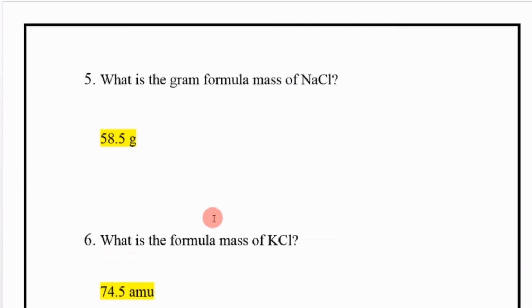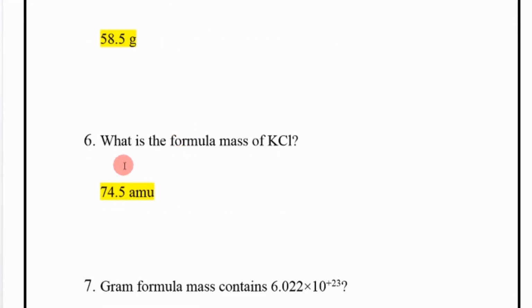Next, what is the gram formula mass of NaCl? 58.5 gram. Next, what is the formula mass of KCl? 74.5 AMU.